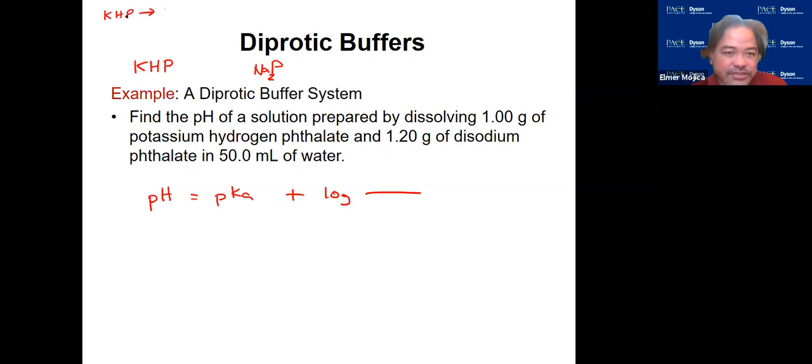So KHP will dissociate to give you K plus and HP minus, right? Now HP minus will dissociate to give you H plus and P2 minus. So what pKa are we going to use? pKa1 or pKa2?